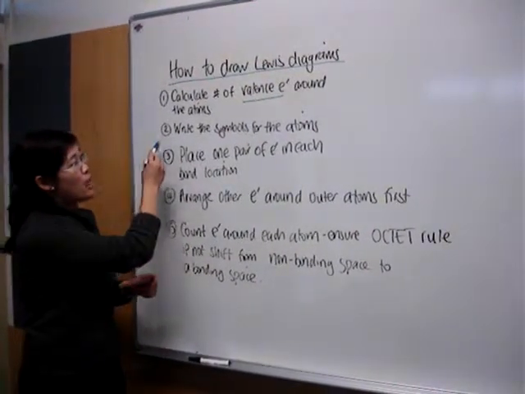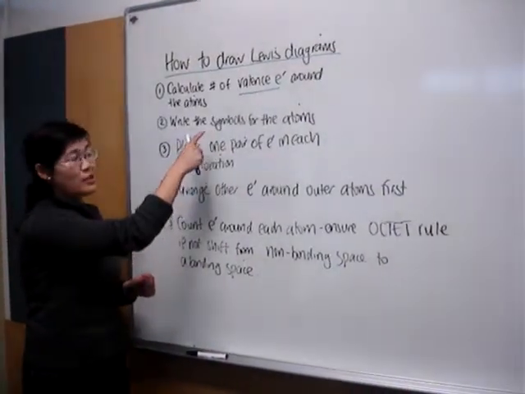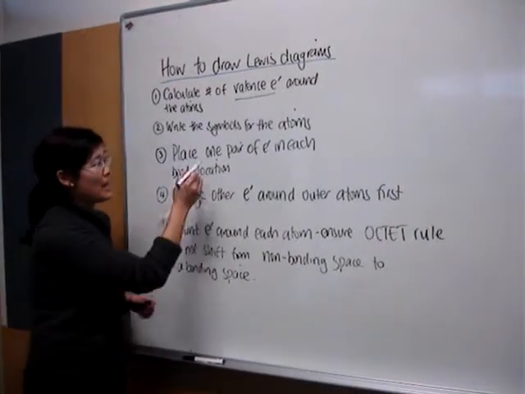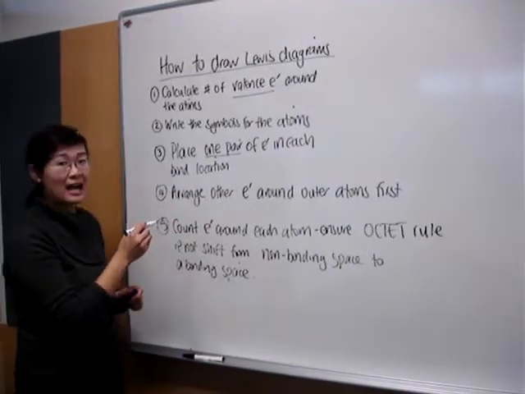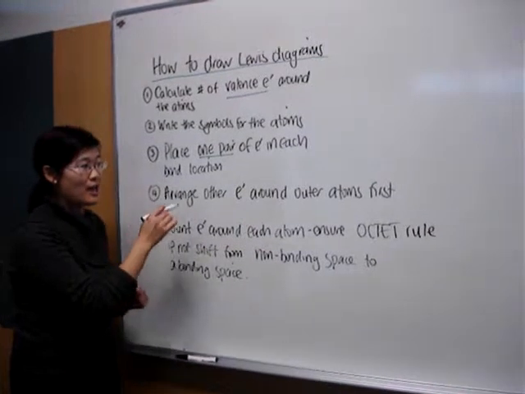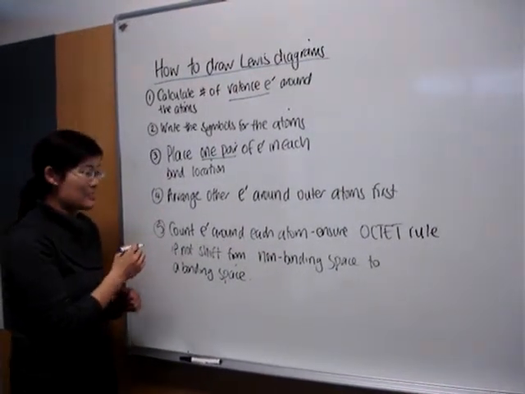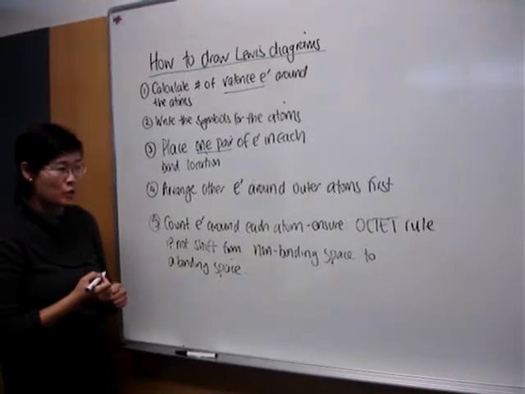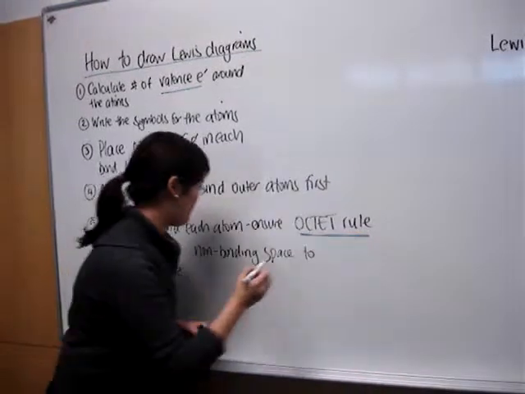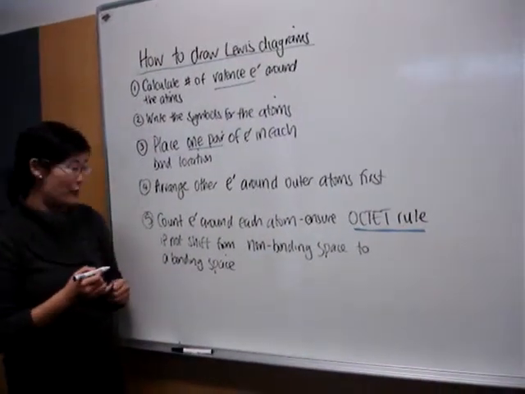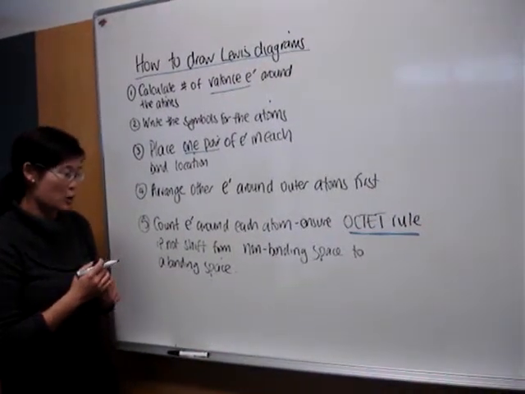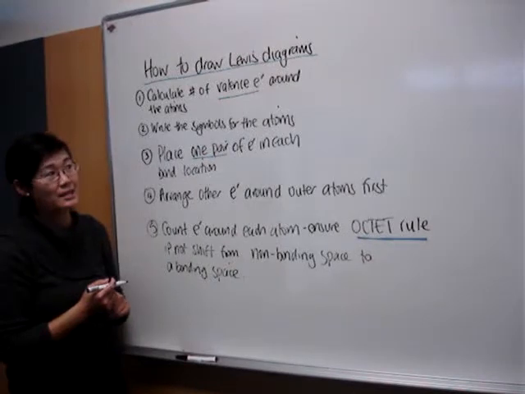The next step is to write the chemical symbols for the atoms, and you can find that on your periodic table. The third step is to place one pair of electrons in each bond location. Number 4 is to arrange the electrons around the outer atoms first. And the last step is to count the electrons around each atom to ensure that the octet rule is fulfilled, and if not, we shift electron pairs from the non-bonding space to a bonding space.